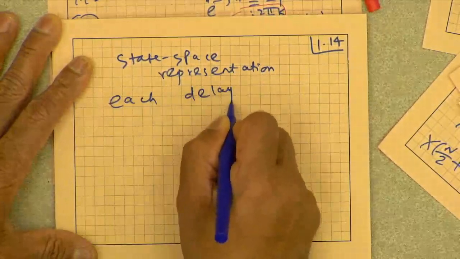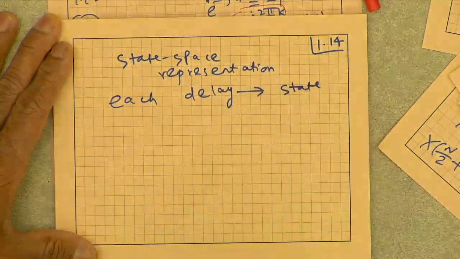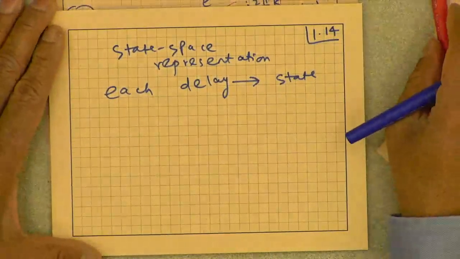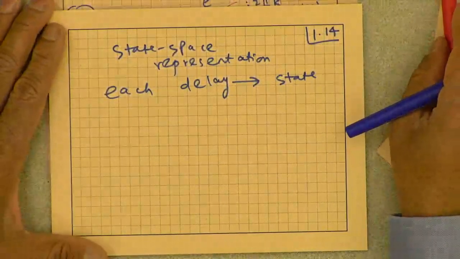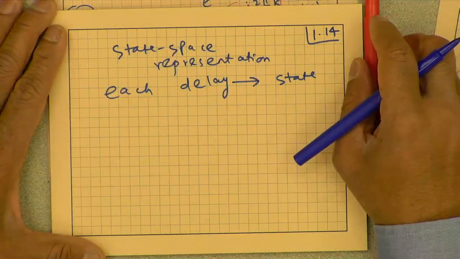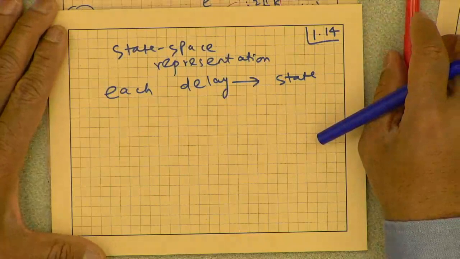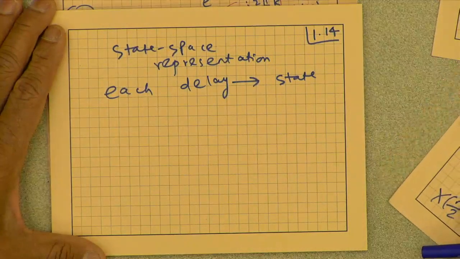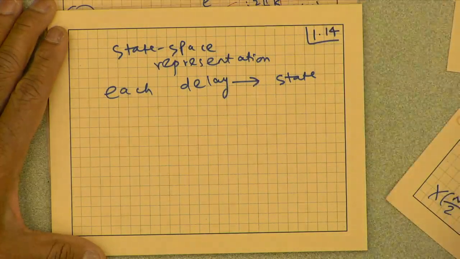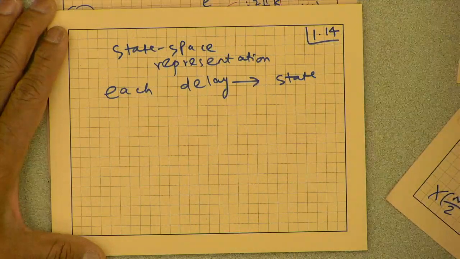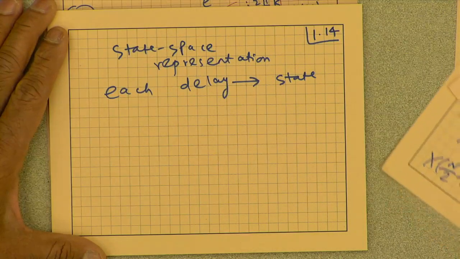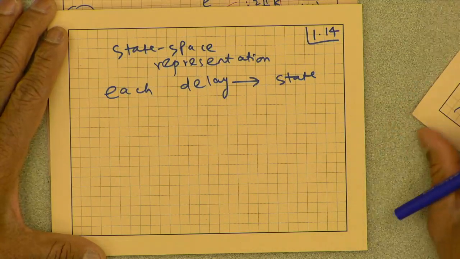So think about each delay as really a state. That's kind of a very simple thing, because if you are writing a software program, then you would have to initialize those state variables. If you think about discrete time systems, they are described by difference equations, and every difference equation can be solved by initial conditions on the time domain, to get the time domain solution.